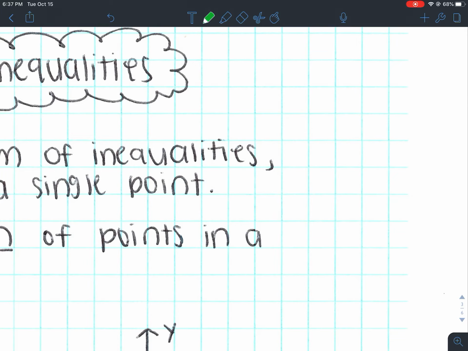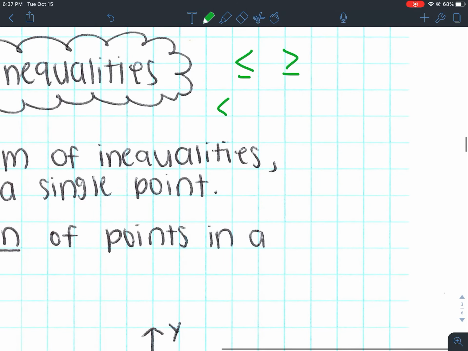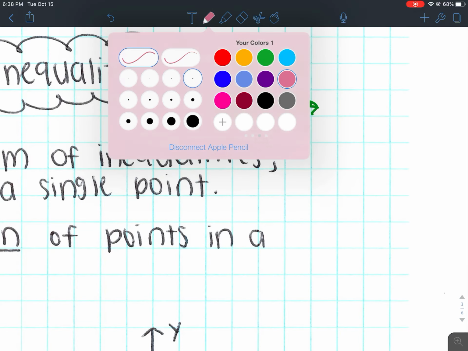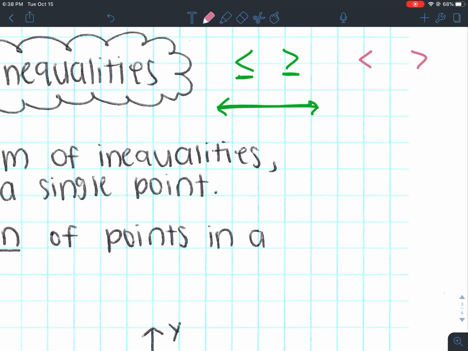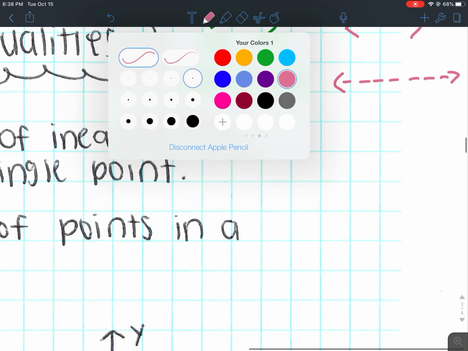Do I put a solid line or a dotted line or a dashed line, whatever you want to call it, and also, do you shade above or below? So let's talk about our inequality signs. So if I have a less than or equal to and a greater than or equal to, that's going to be a solid line when I graph, right? If I have a less than or a greater than without the equal to symbol, then that's going to be a dashed line or a dotted line.